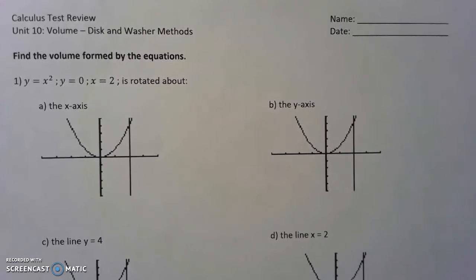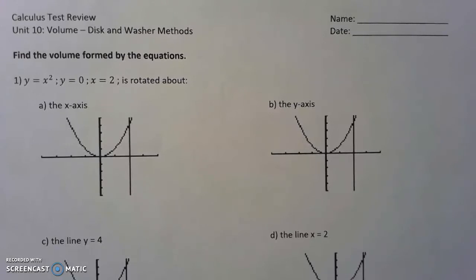Okay, number 1, we have y equals x squared, y equals 0, and x equals 2. So that's our region that we are forming, and we want to know when it's rotated about these 4 different places. So when it's rotated about the x-axis, y-axis, then the line y equals 4, and then the line x equals 2. Okay, so let's start with the first one.